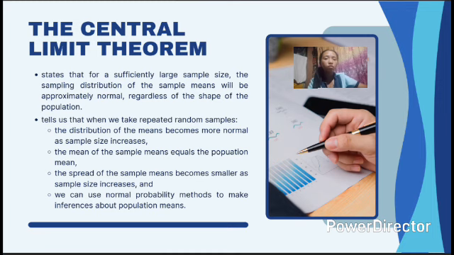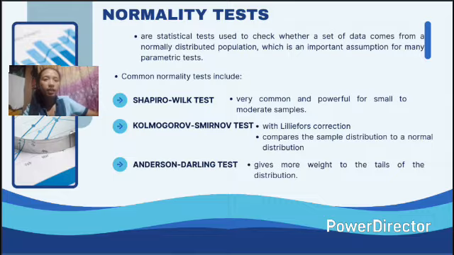So we can use normal probability methods to make inferences about the population mean. Next, we're talking about the normality test. These are statistical tests used to check whether a set of data comes from a normally distributed population, which is an important assumption for many parametric tests. The common normality tests include the Shapiro-Wilk test, which is very common and powerful for small to moderate samples.